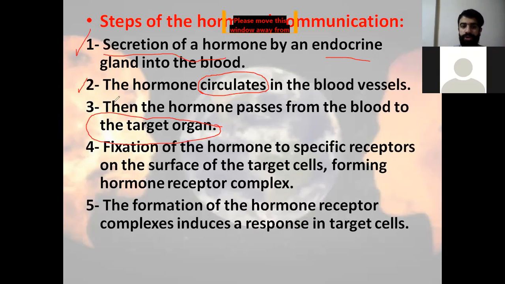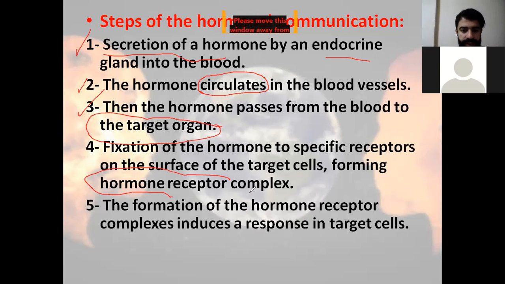This is the most important word in step number three. All of you know that the hormone is going to move into the blood. Where does it move? It moves toward the target organ. Number three, fixation of the hormone to specific receptors. Where are these receptors? They are found on the target cell. This will form a complex which is called hormone receptor complex.